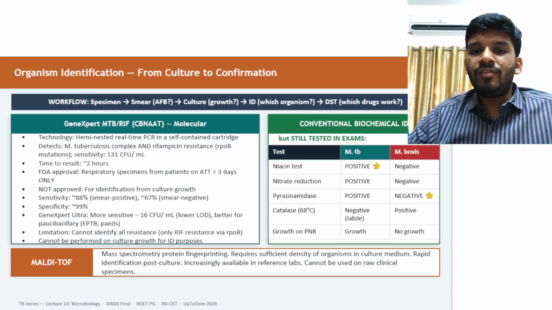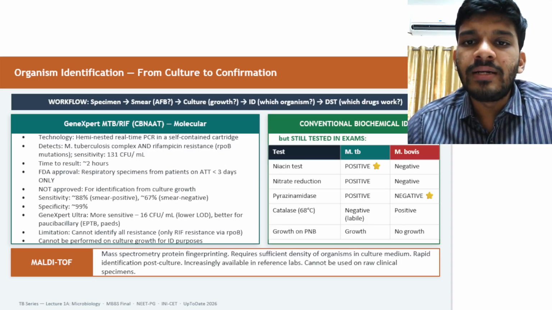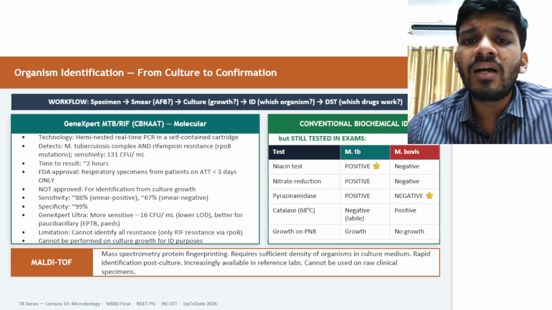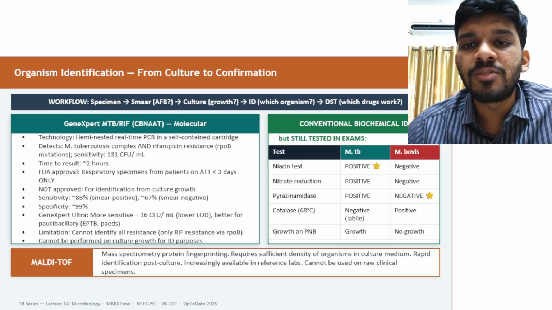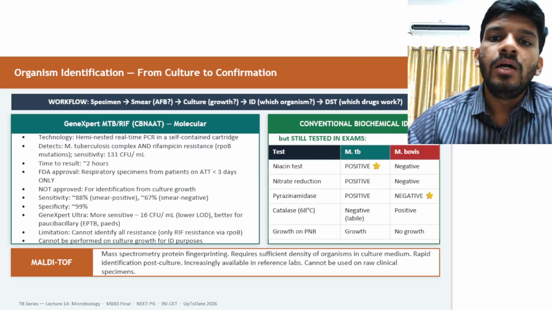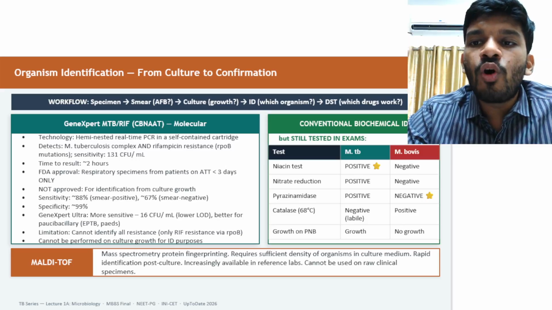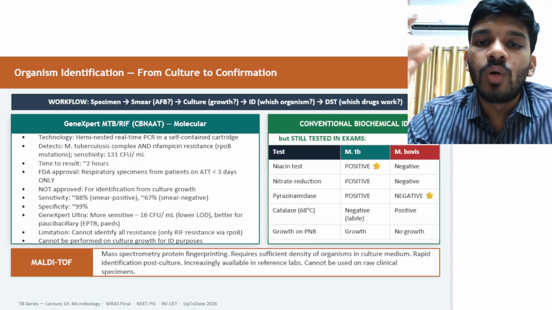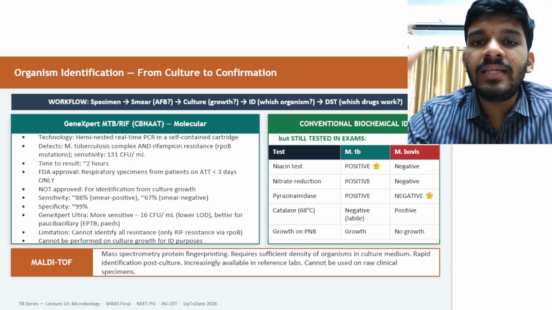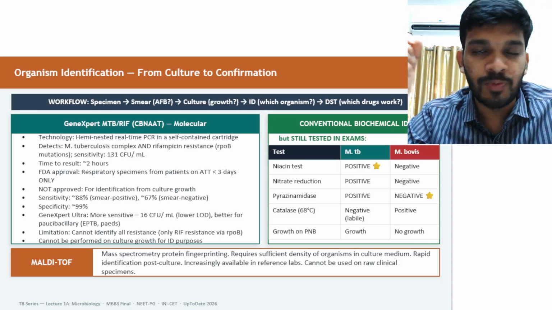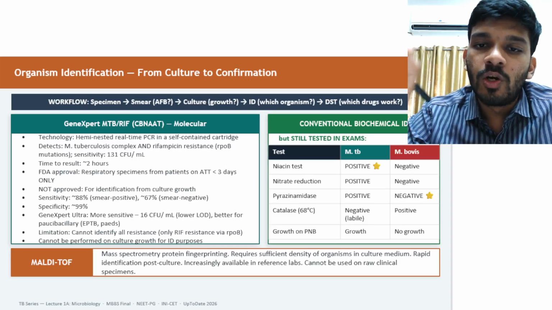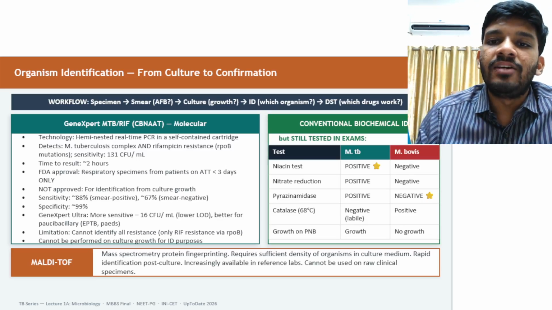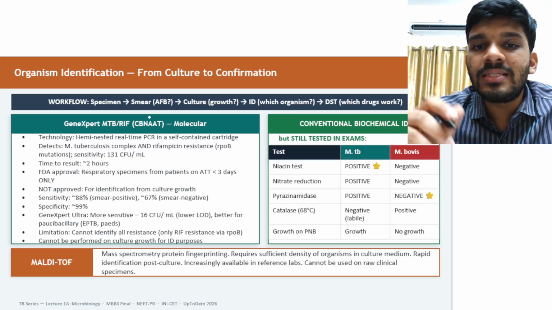Now, organism identification. So suppose you have isolated a culture and that culture is having an organism, or you can do direct organism identification and DST as part of our NTEP program. You want to know which organism it is and what drugs work for it, right? And the best thing that we have here with us is GeneXpert. GeneXpert for diagnosis of Mycobacterium tuberculosis with rifampicin sensitivity, and that technology is called the CBNAAT.